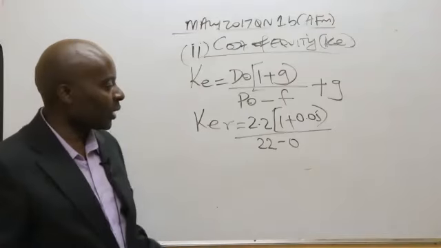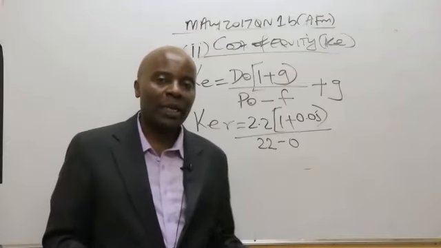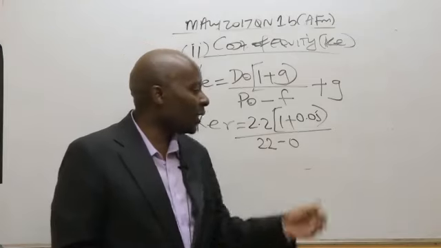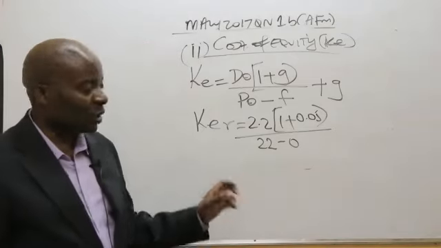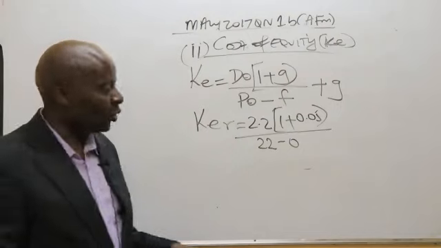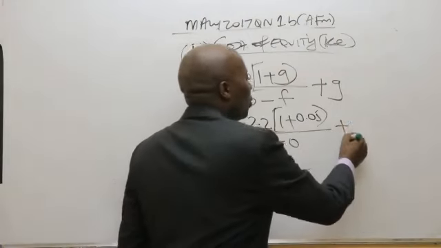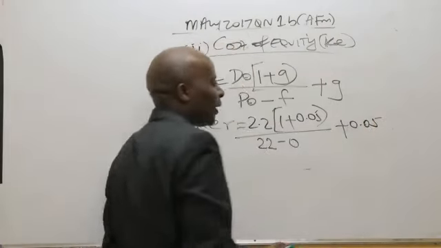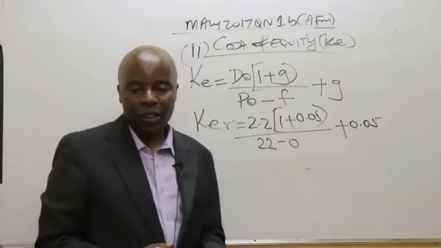You have to do a prospectus, ladies and gentlemen, you have to do so much. You incur cost. But for retained earnings, we know that our flotation cost is supposed to be what here? It's supposed to be 0, plus our growth rate, which is 0.05.